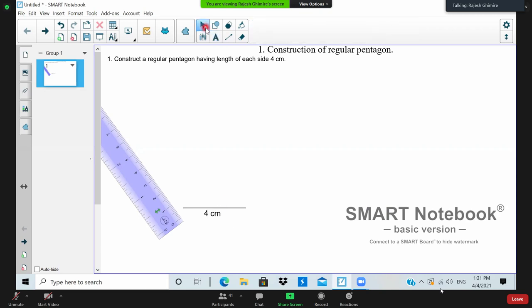Now, dear students, we need to know that the size of the interior angle of a regular pentagon is 108 degrees. Each interior angle is 108 degrees. We have to calculate it. Now, what do we have to do?